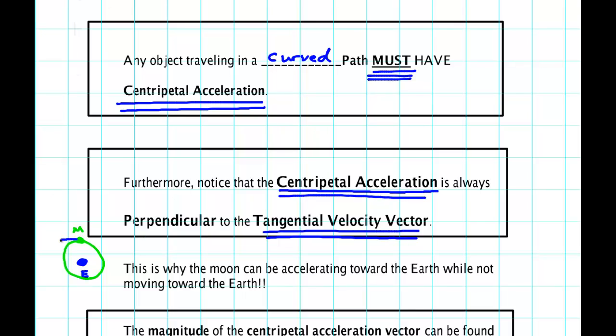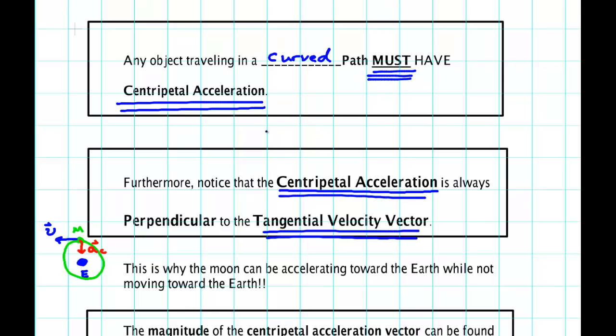And at this point right here, this is the velocity of the moon. But the moon is accelerating. It's got centripetal acceleration, let's call that A sub c, toward the Earth. Oh my God, it's accelerating toward the Earth. It's never going to hit it. I didn't say it was moving toward the Earth. I said it was accelerating toward the Earth.